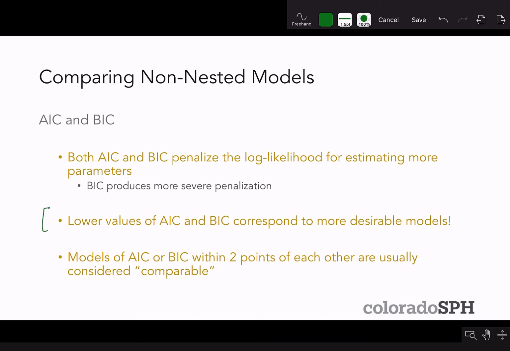So if you have one model that has a much lower AIC than another model, you might want to choose the model with the much lower AIC. However, models that have AIC or BIC close together are considered comparable.